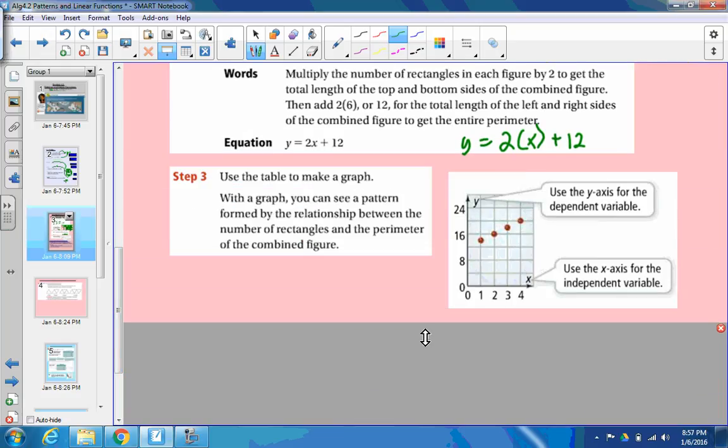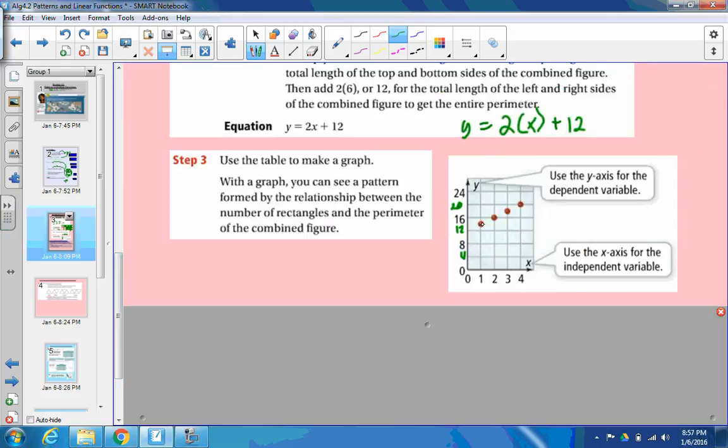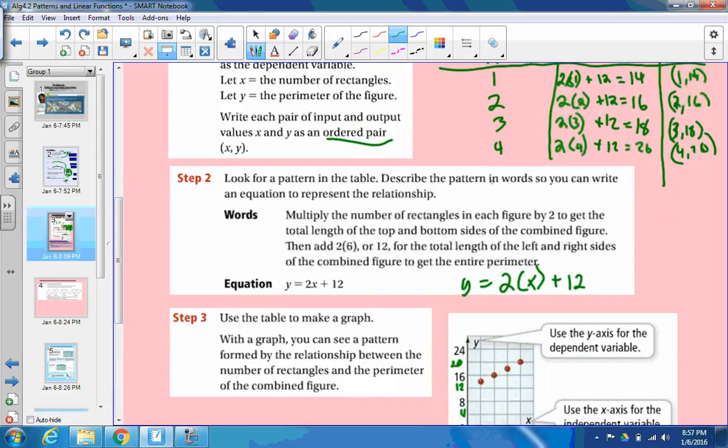Then if we were to represent it in a graph, you have to make a graph with an x and y axis, which we talked about last time. x always goes with the independent variables and y always goes with the dependent variables. It looks like on the left side they went up by 4s, because this would be 4, 8, 12, 16, 20, and 24. The first ordered pair we had was 1 and 14. So that's right there, 1 and 14. Then it was 2, 16, 3, 18, and 4, 20. And that's the graph. So we represented them 4 different ways: the table, the equation, the words, and the graph.